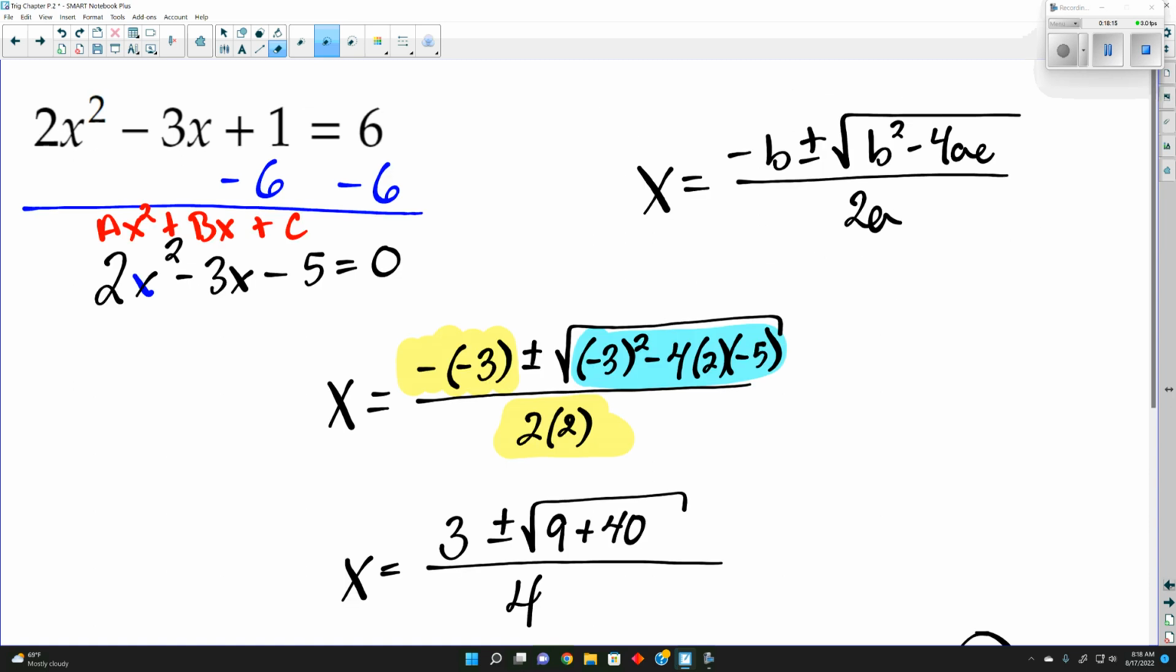Because if we look back at the previous one, this is 2x squared minus 3x minus 5 is what we got after we got it equal to 0, yes? If I plug 0 in, well, this whole thing would become 0, yes? But then I'm left over with what? -5. -5 does not equal 0. Okay, so that doesn't work.